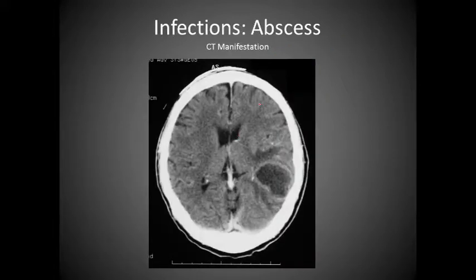Here's a better example of an abscess. As we can see, we have associated edema here due to this mass swelling. So this is edema. We have the hypodense area on the inside, but notice we have a ring going around the area. So we have a hyperdense ring.